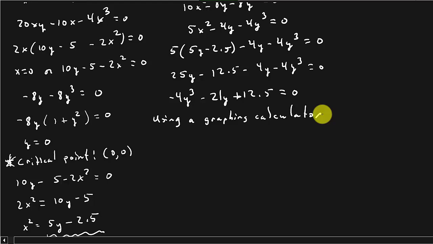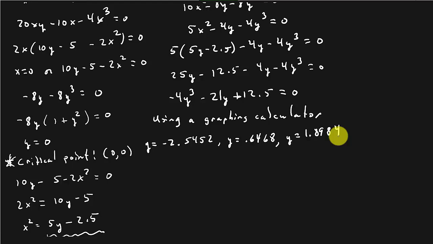So when we use a graphing calculator, we get y is equal to negative 2.5452, y is equal to 0.6468, and y is equal to 1.8984. If you're one of my students watching this, we're so mean where I teach, we don't let them use calculators. They're going to say, well, what do we do on the test? Well, obviously, we're not going to give you one like this on the test, so you won't have to really worry about that.